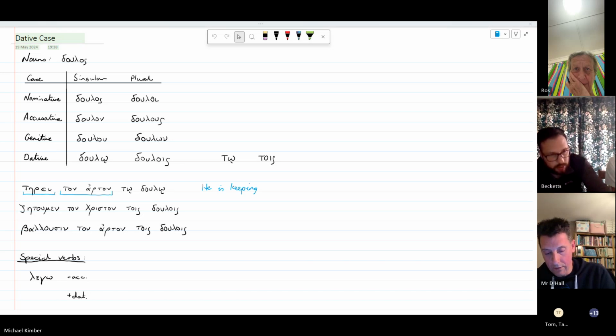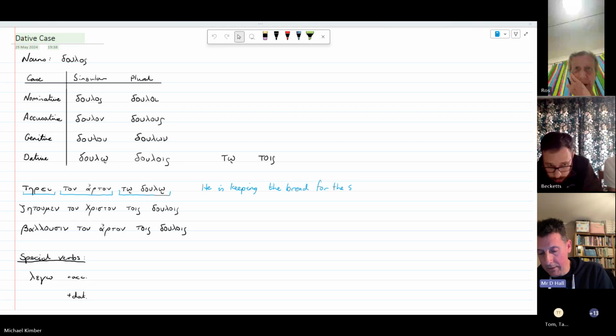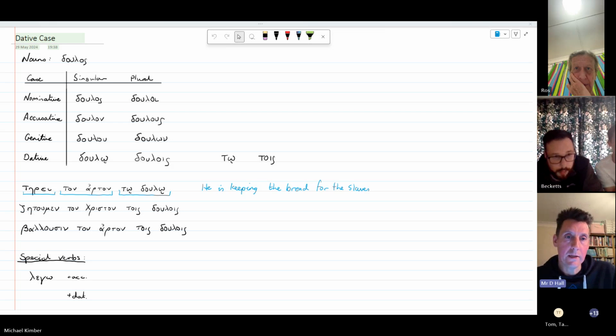Now we've got this dative case here, tois douloi. So we'll say he is keeping the bread for the slaves. So the slaves are the indirect object here, and they're indicated as indirect by the dative case in Greek. In English, we use "for" or "to", depending on the context.